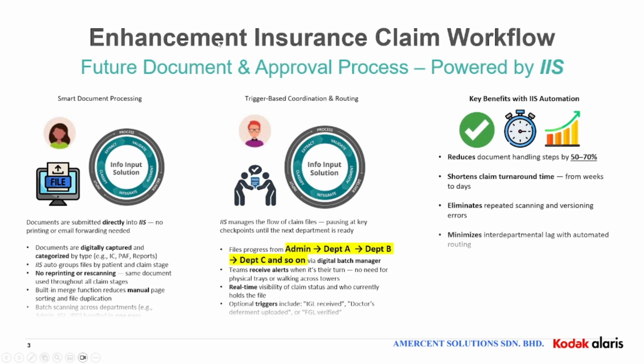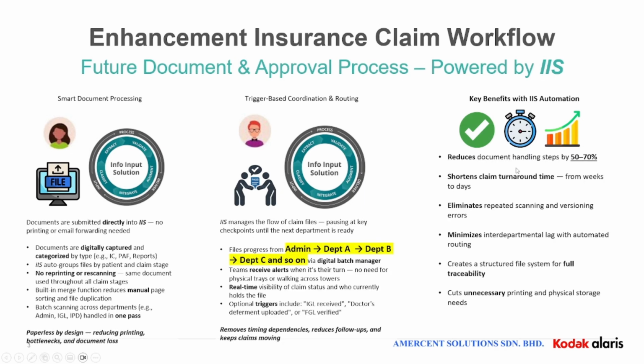Now, with the enhanced insurance claim workflow here, there are two things that we're going to resolve. One is to change the current manual document processing into smart document processing. So the documents will be digitally captured. There will also be no need to reprint and rescan, because the batch manager becomes an interdepartmental sharing and monitoring platform. Because of this smart document processing, information is shared between departments, so there is no need to share physical documents anymore.